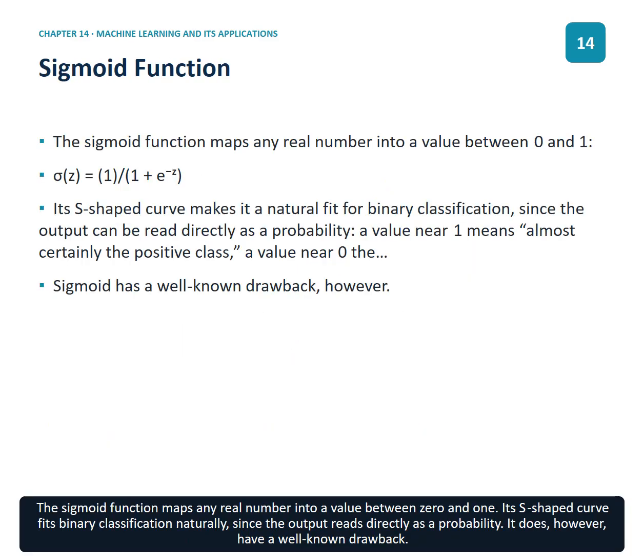The sigmoid function maps any real number into a value between 0 and 1. Its S-shaped curve fits binary classification naturally, since the output reads directly as a probability. It does, however, have a well-known drawback.